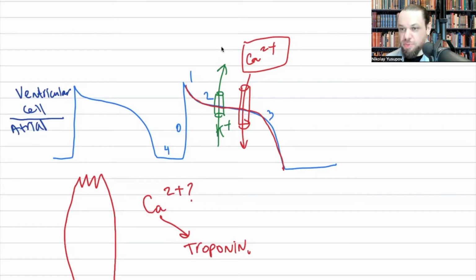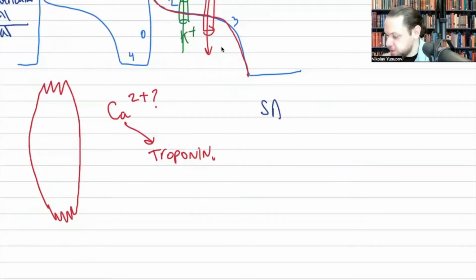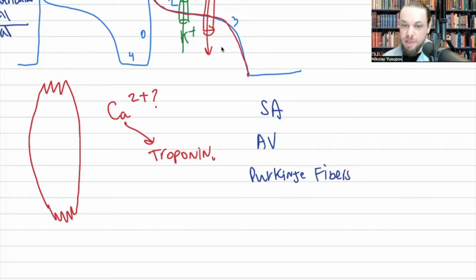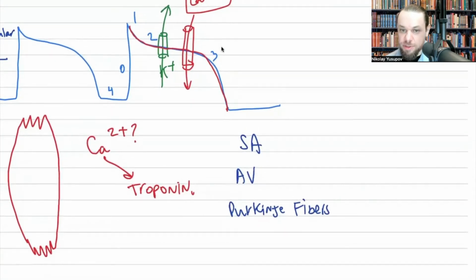But which specific tissues in our body have the inherent ability of automaticity? Can anyone tell me? SA node, AV node, and Purkinje fibers. Right, the SA node, the AV node, and the Purkinje. Excellent. So these cells have the inherent ability to self-depolarize.